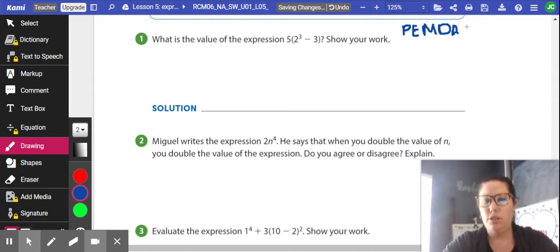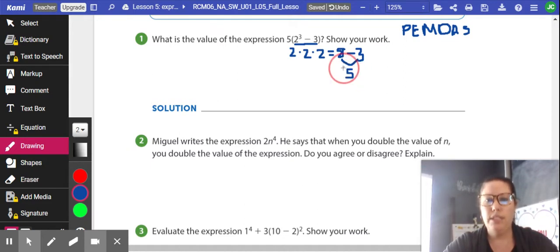So we're going to do 2 three times. So 2 times 2 times 2, which equals what? 8, right? Did you guys get 8? And then we're going to subtract the 3. So I'm working with what's inside of the parentheses first. So what is 8 minus 3? 5, right?